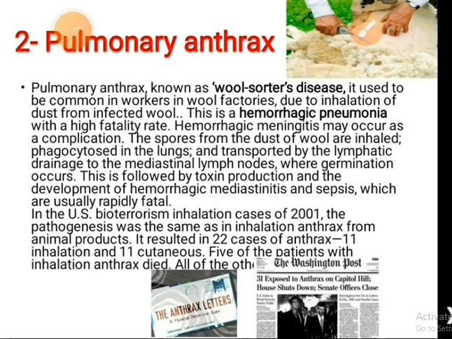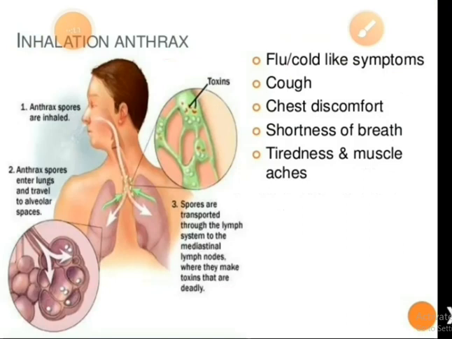The spores from the dust of wool are inhaled, phagocytosed in the lung, and transported by the lymphatic drainage to the mediastinal lymph nodes. And these will cause germination, forming vegetative bacilli, followed by toxin production and development of hemorrhagic mediastinitis and sepsis, which are usually rapidly fatal.